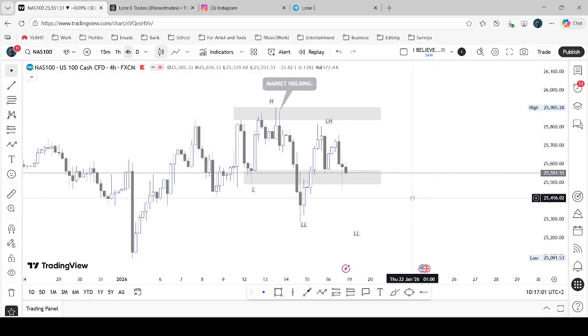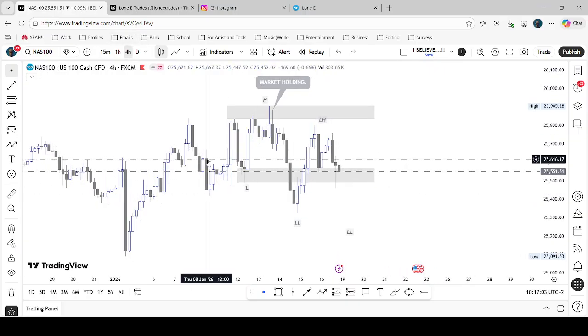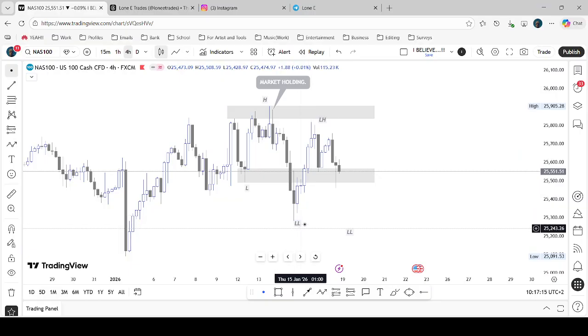As you can see right here, on the 4-hour, the Nasdaq created a low and it created a high. Between this high and low, the market can either create another higher high or it can create a lower low. In this case, the market created a lower low, but this lower low doesn't confirm that we are in a downtrend. For me personally, I wait for a lower high to be created for me to be confident enough that, okay, this market wants to go down.